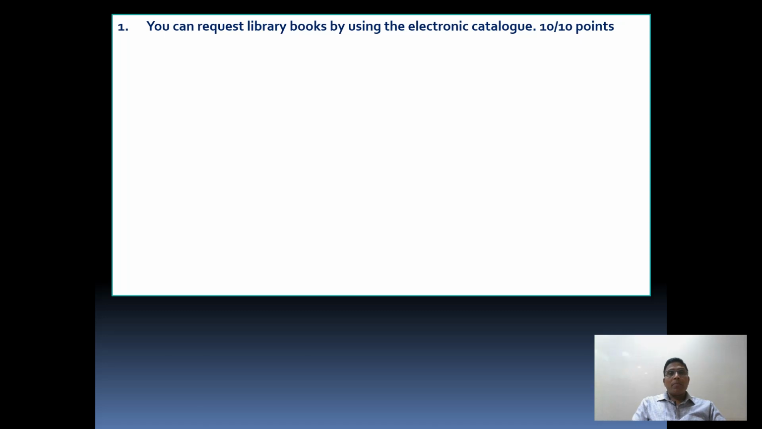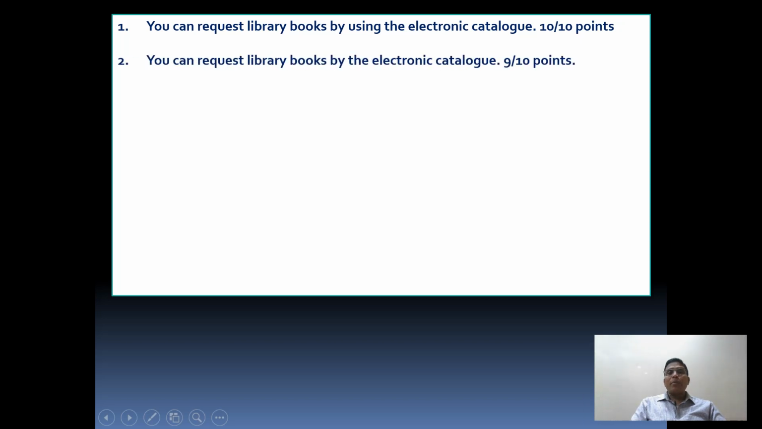And the other part is punctuation. First, let's see that it's capitalized, and at the end, a full stop. Maybe scenario number two: "You can request library books by the electronic catalog." So what did I do here? I have missed out one word, "using." But even then, I'll get points. 9 points I'll get because 9 words in my sentence match with Pearson's sentence in the same sequence.